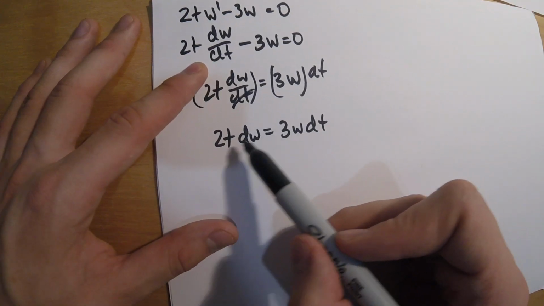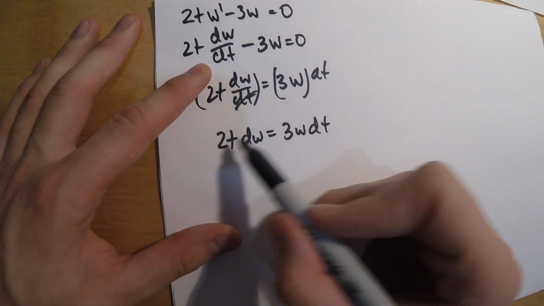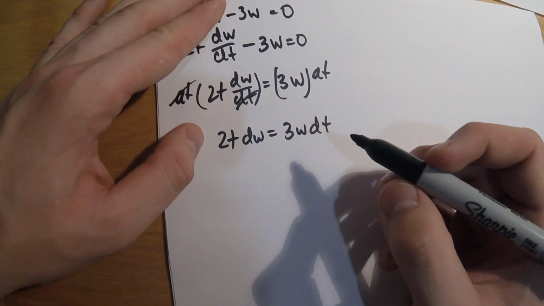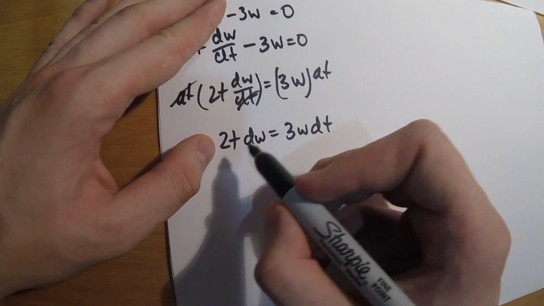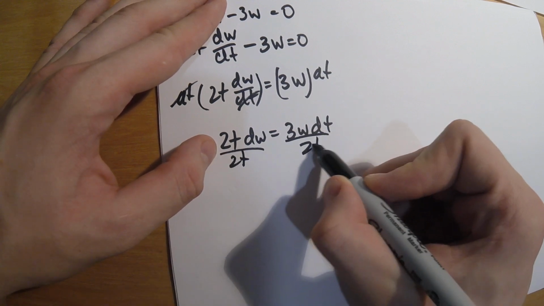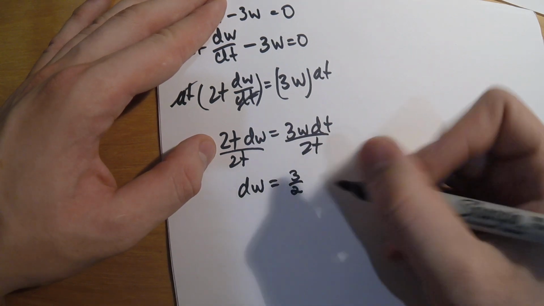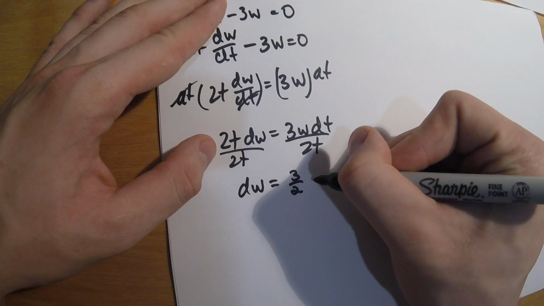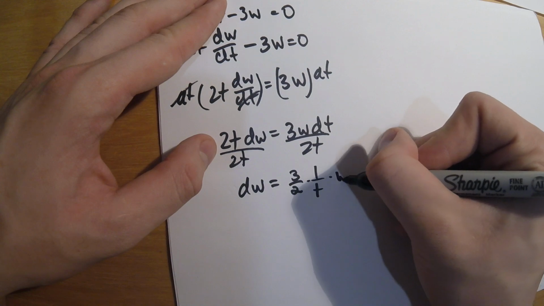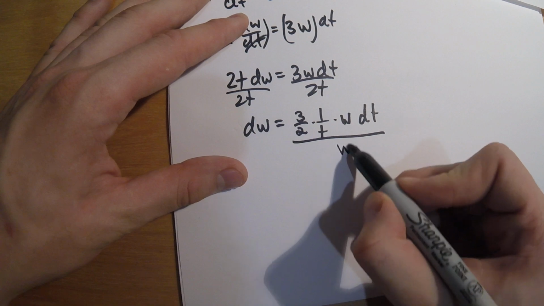Now we have dw here, but we don't have any w's here. That's the problem. Now we have a dt here, but we don't have any t here. So let's take care of that. First of all, let's divide. I'm going to divide both sides by 2t. So we have dw equals 3 over 2, 1 over t, times w dt. Now we have a w here, so we can divide everything by w.